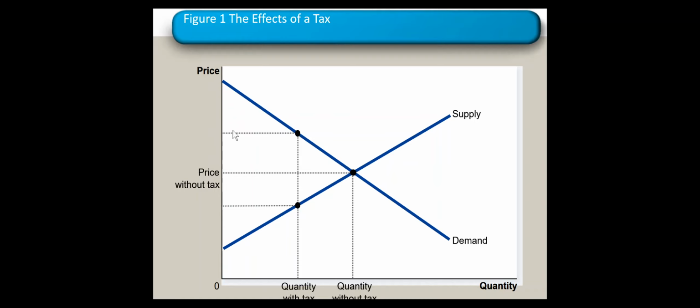Why? Because the government, or in this case the central planner, is demanding the tax to be paid to them. So this amount of tax, the difference between these two points, will be deducted from the market. Buyers are paying this price, however sellers are receiving this, and the rest is given to the central planner or the government. And that's exactly what we refer to as a wedge.